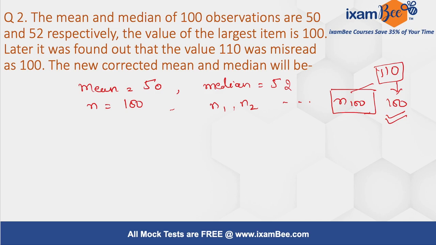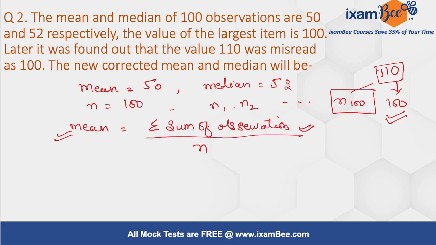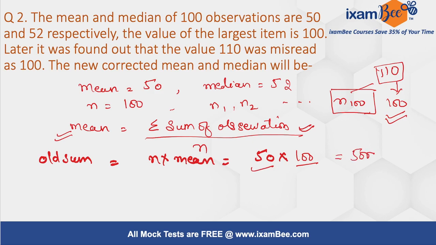How should we find the mean? What is the formula for mean? First of all we find the sum of the observations and then we divide it by the number of observations. To find the corrected mean, first of all we have to find the sum of the observations. The old sum of observations will be n into mean, that is 50 into 100. 100 is the number of observations and 50 is the mean, so it will be 5000.